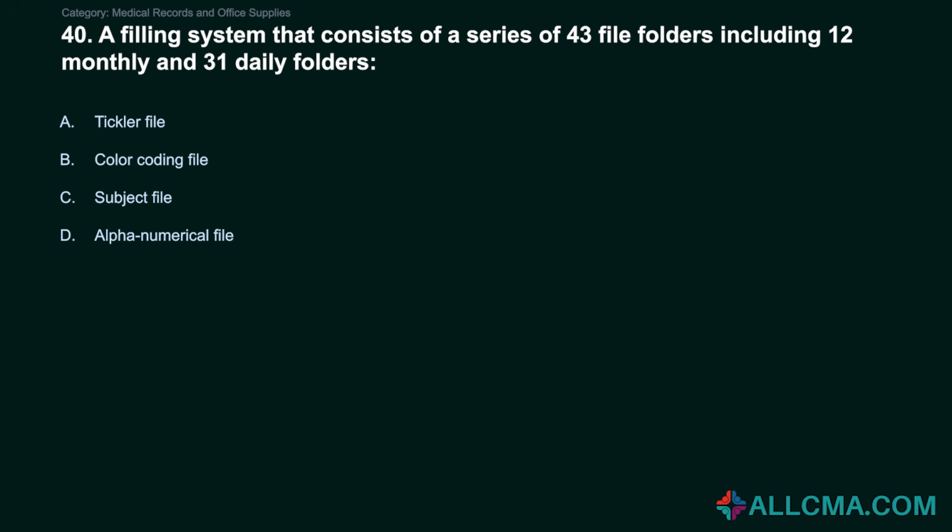40. A filing system that consists of a series of 43 file folders including 12 monthly and 31 daily folders. A. Tickler file. B. Color coding file. C. Subject file. D. Alphanumerical file. Correct answer: A. Tickler file.